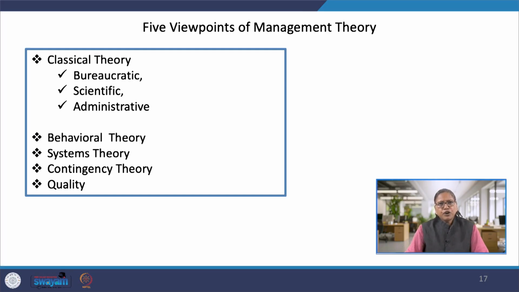There are dominant viewpoints which have emerged during the discussion. The most prominent are the classical theory of management in the late 1800s, which discussed bureaucratic, scientific and administrative principles; behavioral theory, dominant during the 1930s, 40s and 50s, or the neoclassical theory of management. Systems theory dominated during the 50s, 60s and 1970s, contingency theory during the 60s, 70s and 80s, and the quality concept has been the prime concern during the 1980s and 1990s.